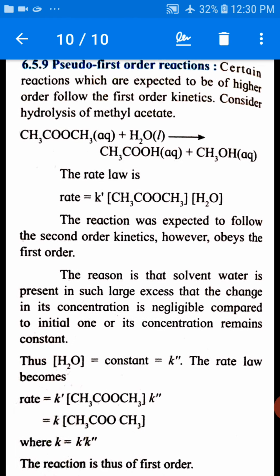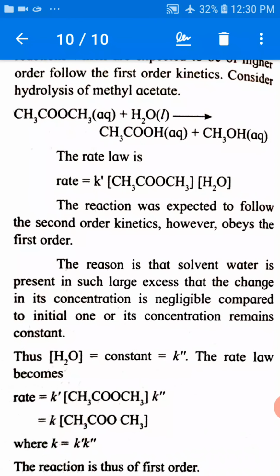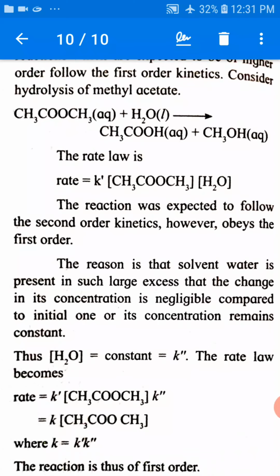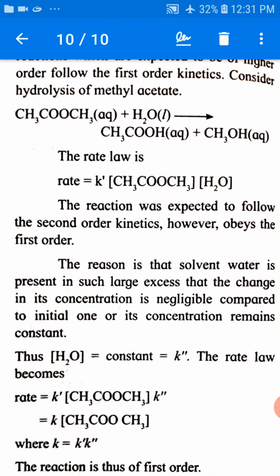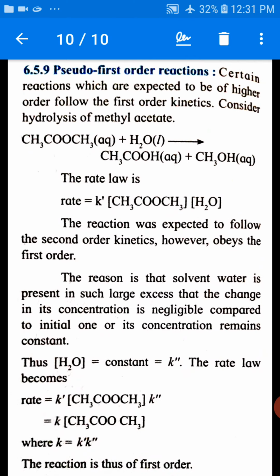Thus the concentration of H2O is constant and equal to K double dash. The rate law becomes rate equal to K dash CH3COOCH3 into K double dash, which is equal to K into CH3COOCH3, where K equal to K dash into K double dash. The reaction is thus first order and not of the second order. So it is called a pseudo first order reaction.